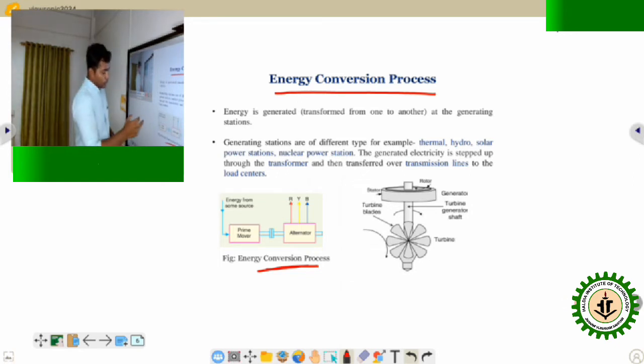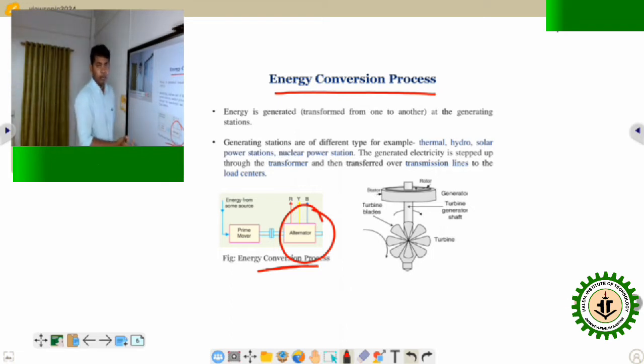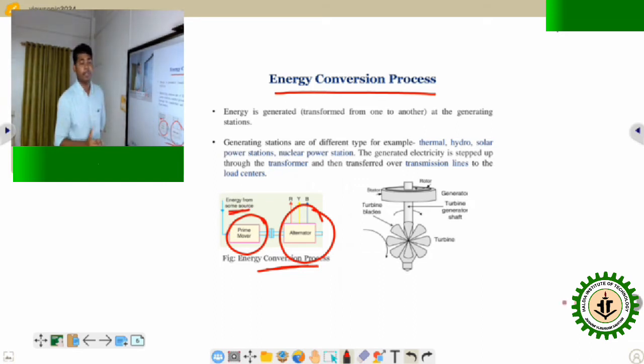So ultimately the alternator or generator is used to generate the power. We all know that the mechanical energy is converted to electrical energy with the help of a prime mover. Prime mover means there are different types of turbine, and the input of the turbine may be different sources of energy. I will discuss in the next slide the different sources of energy. So how does the alternator generate the power?